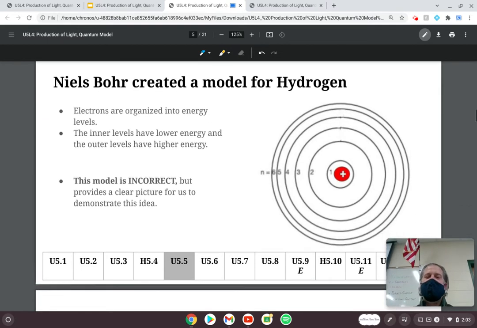He basically said that electrons are organized into energy levels, and the inner energy levels have lower energy and the outer energy levels have higher energy. It's kind of like a hotel situation. When you check into the hotel, the first floor is generally where the lobby is, and that's the nucleus of the hotel. If you are assigned room 204, for example, it means that you're on the second floor and you're about four doors down from the exit. Does that make sense? If your buddy is assigned room 709, they're on the seventh floor and they're 9 doors down from the exit. Does that make sense? So far, so good?